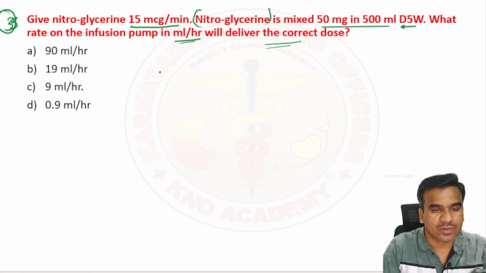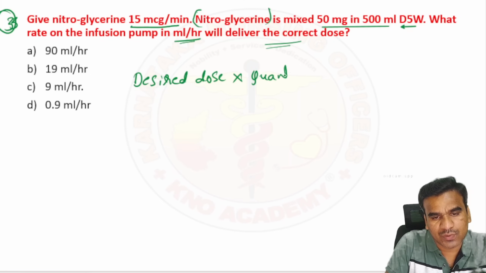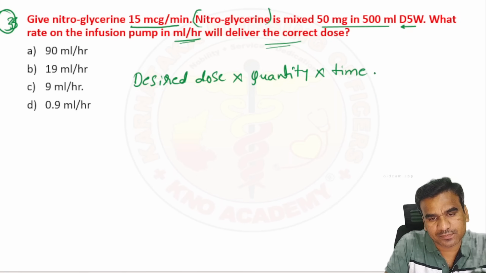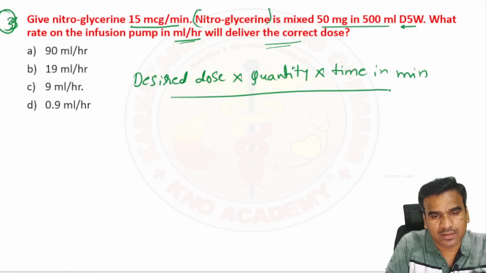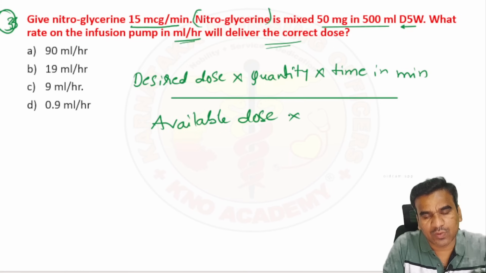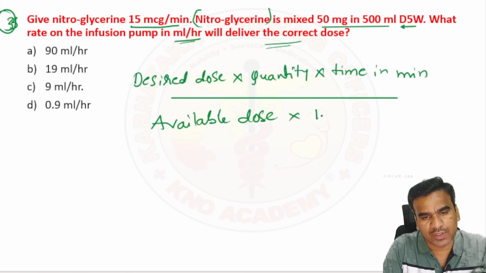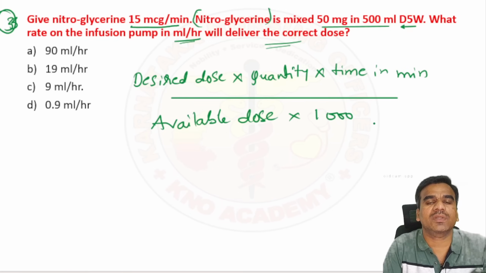Here I will write the same formula: desired dose into quantity into time in minutes, divided by available dose into 1000. If they give dopamine, dobutamine, noradrenaline, anything, we can use this formula. The 1000 is for the microgram.